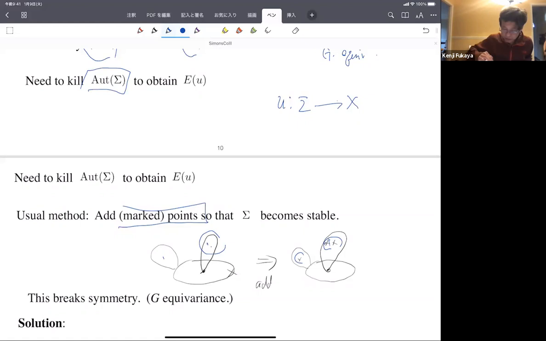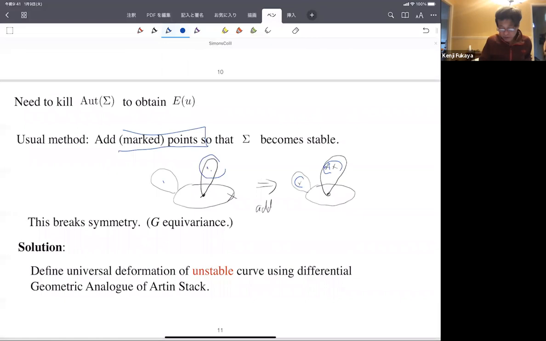And the solution is the following. The problem is you have this one unstable curve. And the difficulty with this E_u is that for the unstable curve, the usual moduli, the differentiable manifold theory, does not work. But there is something like an Artin stack, and there is some universal family, which is an Artin stack. It's not a differentiable manifold, but a stack. And we can actually use this Artin stack. So the first thing one needs to do is define a differential geometric analog of the notion of Artin stack, and prove that even for an unstable curve, we have this universal moduli space in the sense of Artin stack.